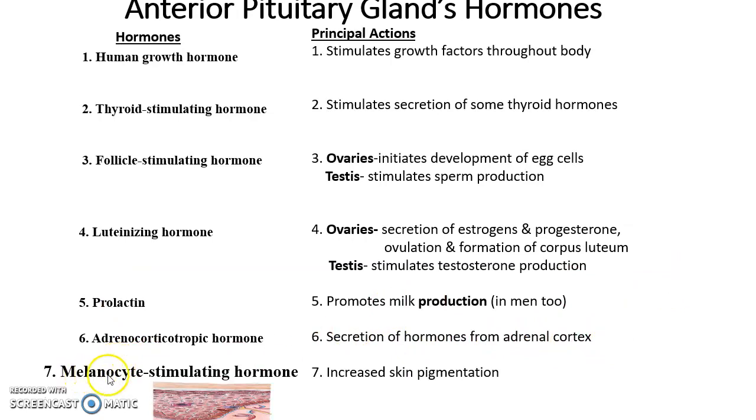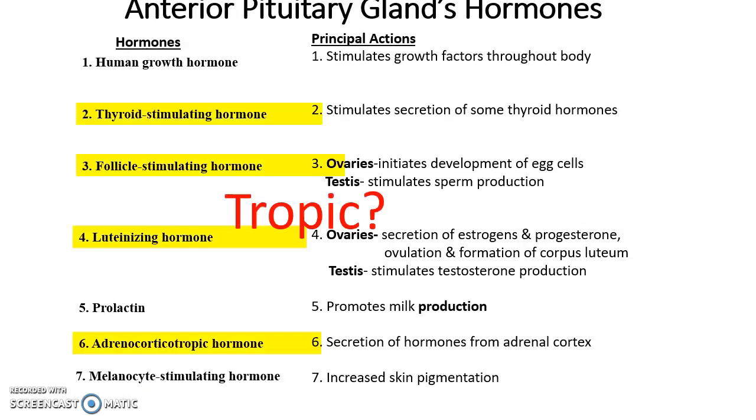And then we have the melanocyte stimulating hormone. Melanocyte stimulating hormone stimulates the pigment cells in skin to produce skin pigmentation. So they stimulate the darkening of skin. Also seem to have some other function in the brain that is not very well understood. So these are the 7 hormones produced by the anterior pituitary gland. Learn them, live them, love them.